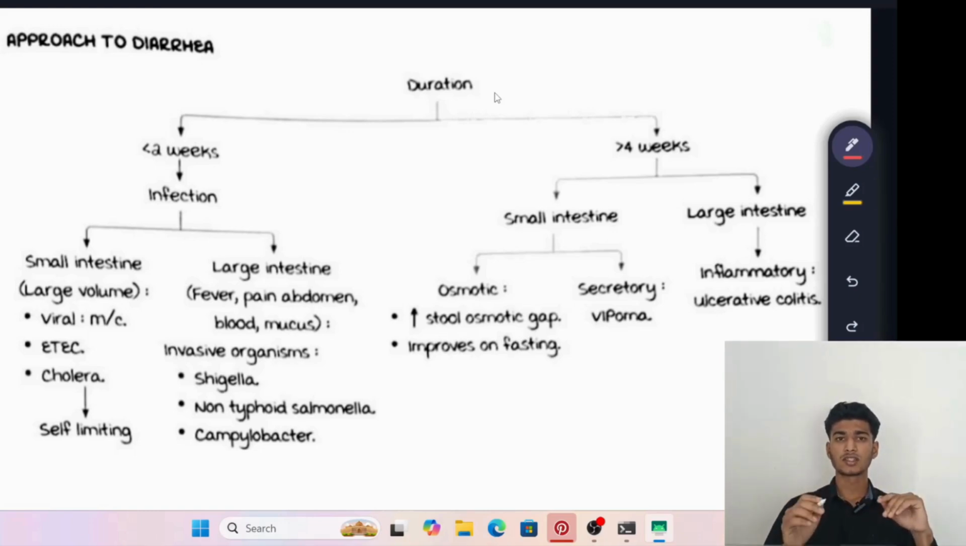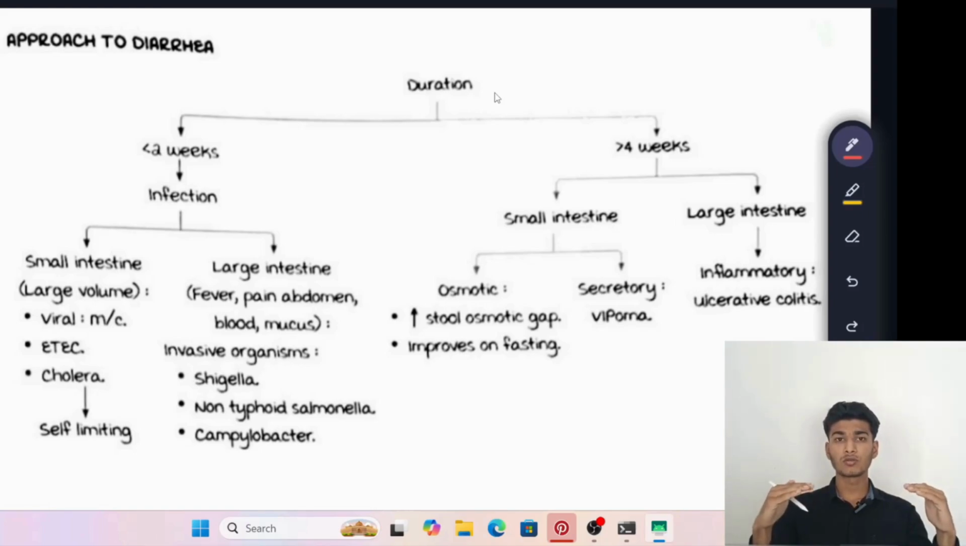If he says less than 2 weeks, okay, you can think it might be due to infection. It might be acute diarrhea, and it is due to infection. Acute diarrhea is always due to infection. The infection might be in the small intestine or large intestine.